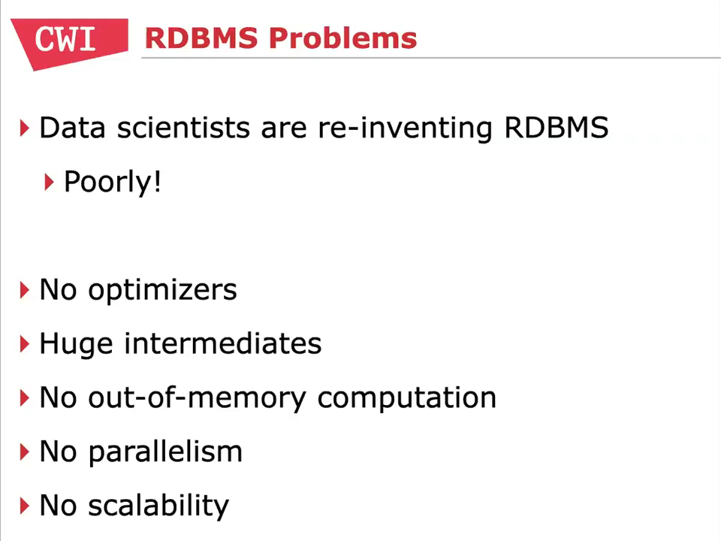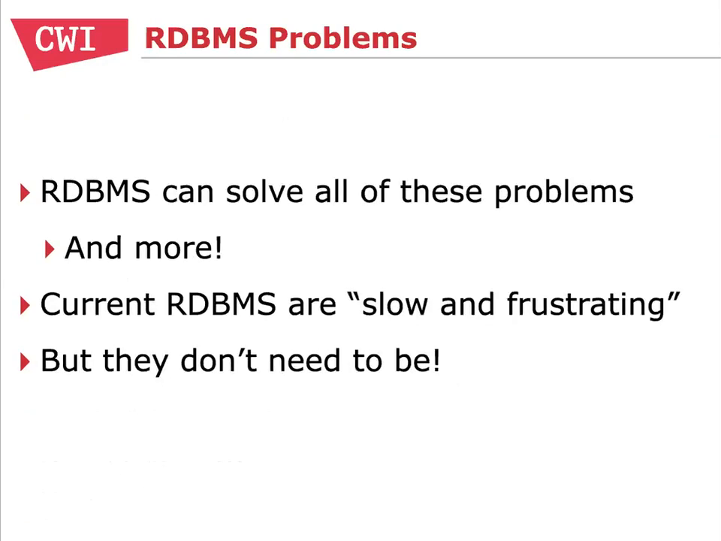So if you look at these systems they've made, they're kind of like a poor database system. From our perspective, they have no optimizers. They materialize huge intermediates in memory or on disk. They don't have out of memory computation. They don't have parallelism. They don't do compression or compressed execution, and don't have scalability. They're a very poor database system. And that, of course, makes us sad, because all these problems database systems can already solve, and more as well, like data integrity and such. It's all things that database systems have been engineered for.